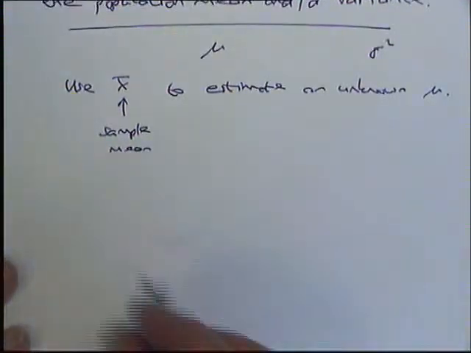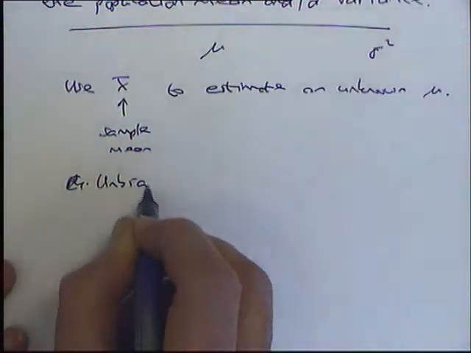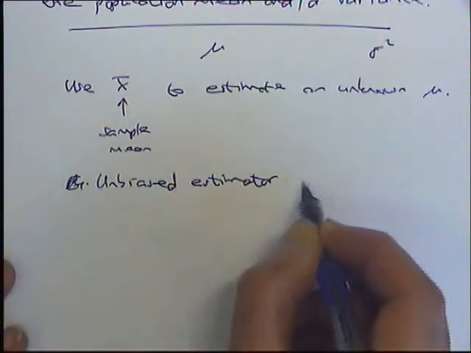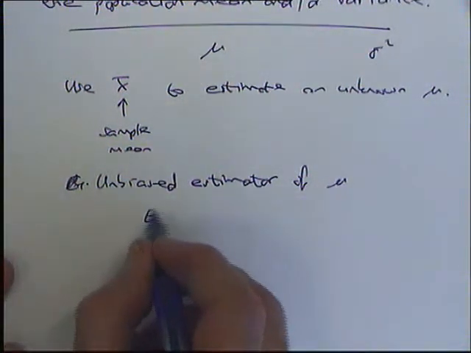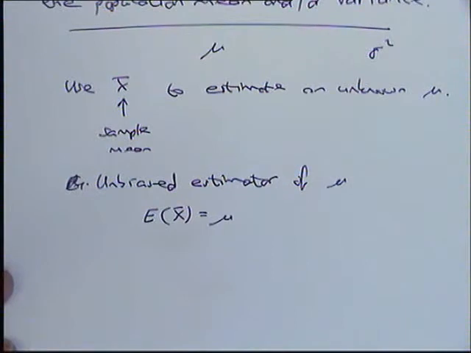And X bar here in this case is called an unbiased estimator. And I'll give you a definition of that in a minute. An unbiased estimator because, and I think we did this before, the expected value of X bar is mu. In the long run, if you averaged X bar, you would get mu. And that's the definition of an unbiased estimator of something. If its expectation is the thing it's trying to estimate, it is an unbiased estimator. So X bar is an unbiased estimator for mu.